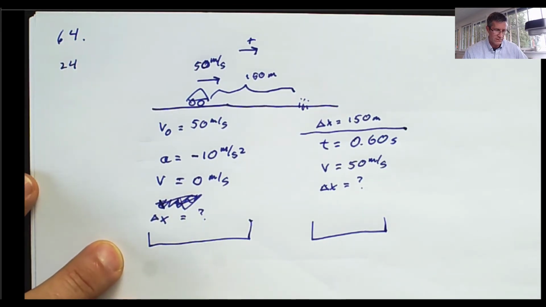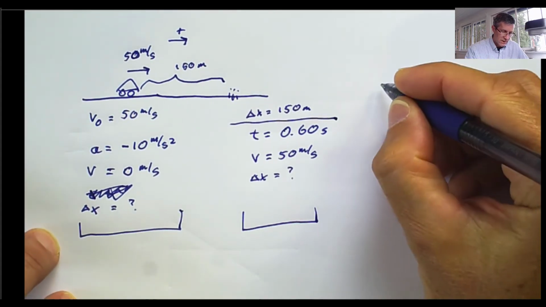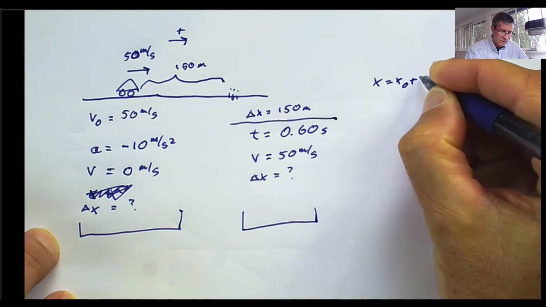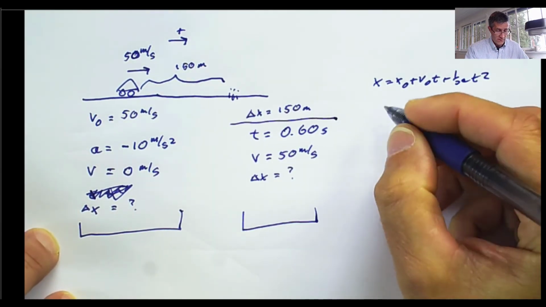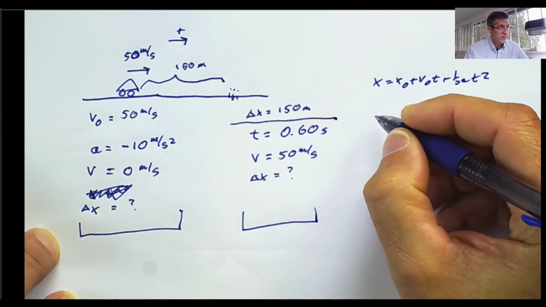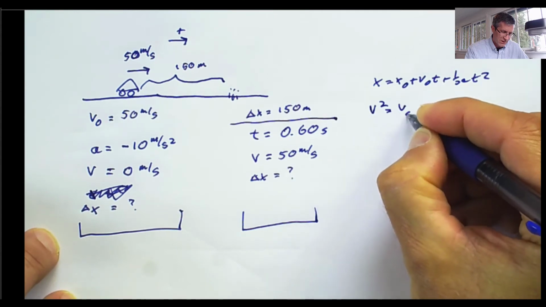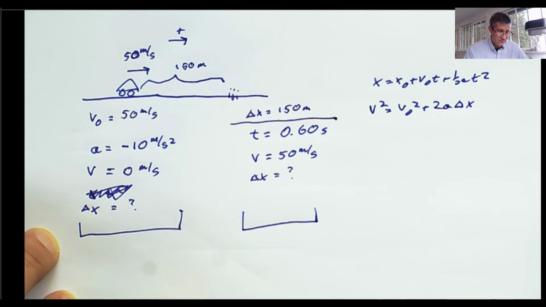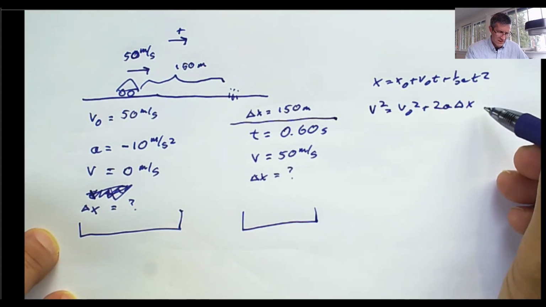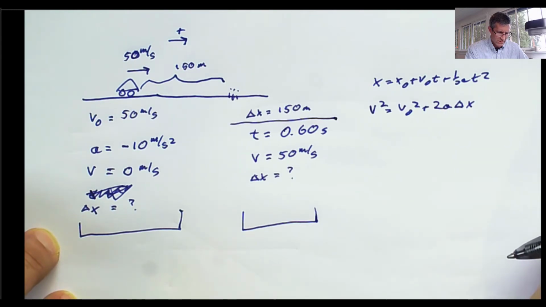Okay, well, a little bit of math. So I'm going to look at my equations. Remember, I have three equations to choose from. I know that x is going to be x naught plus v naught t plus 1/2 at squared. What else do I know? V squared equals v naught squared plus 2a delta x. Right, so that's the second one. Let's see, this one doesn't have final velocity, this one doesn't have time. So what's my third one?